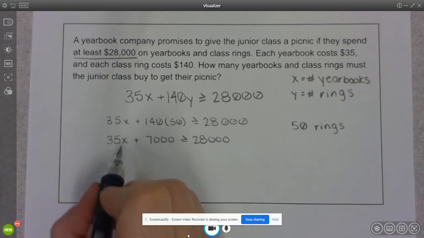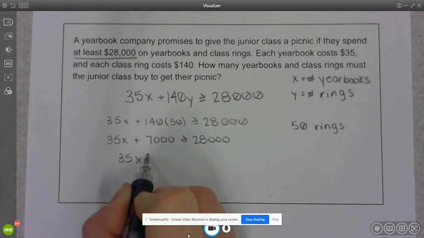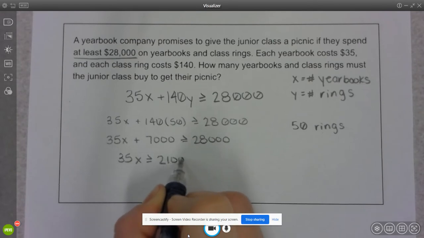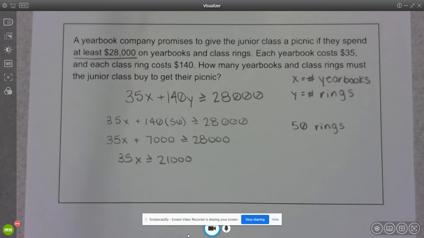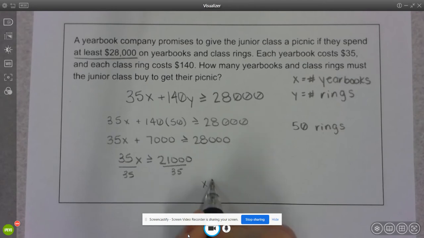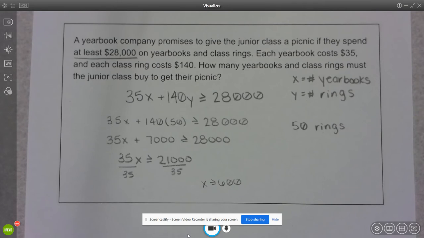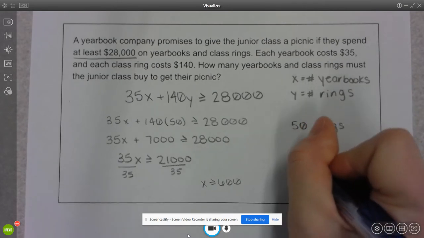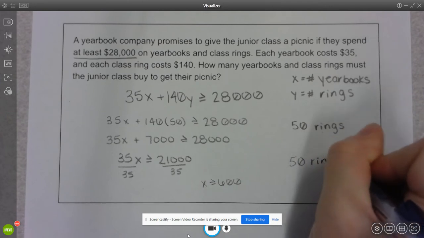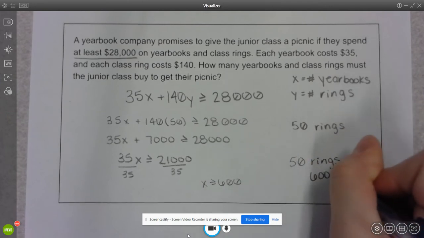Then I'm going to subtract 7,000, so 35x needs to be greater than or equal to 21,000. And then I would divide by 35, and again, however you're going to do that, but it does need to be without a calculator. Keep that in mind. That tells me it would have to be greater than or equal to 600. So that would be 50 rings and 600 yearbooks.